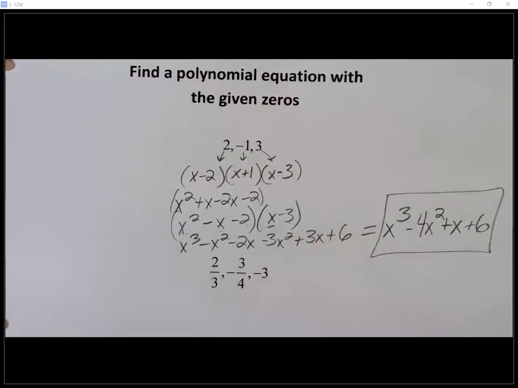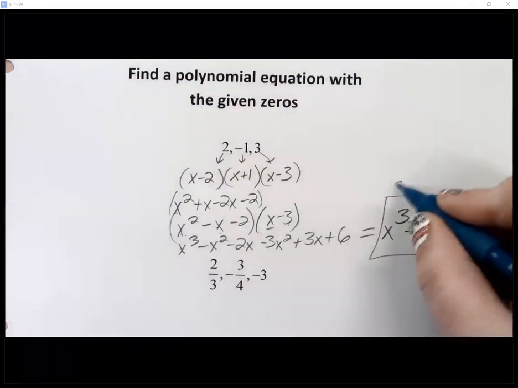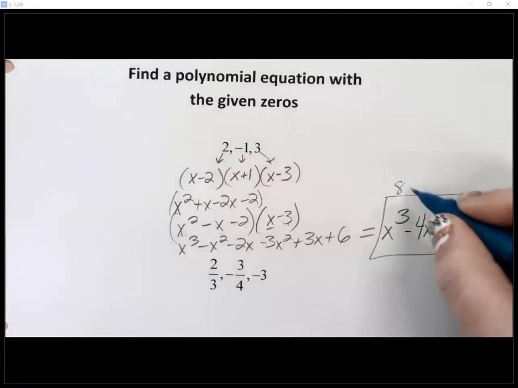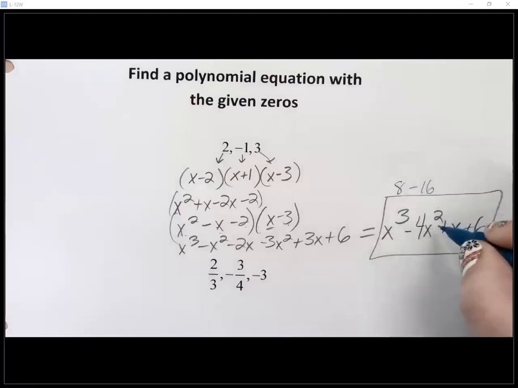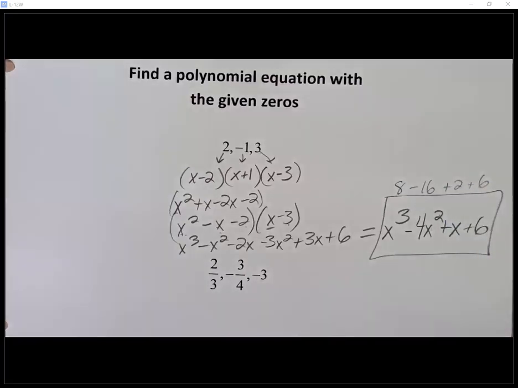So if this were a test or a quiz, it doesn't take very long to pop in 2 and just make sure that you really do get 0 back out. I'll do that one real fast because these are easy. It'd be 8 minus 16, right? Plus 2 plus 6. Yep, it really is 0, so I'm fairly confident that I did this right. Does that make sense?